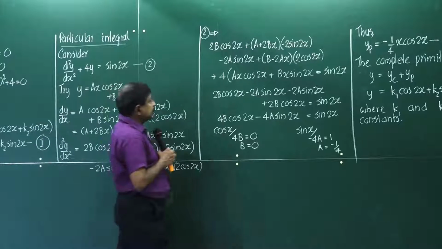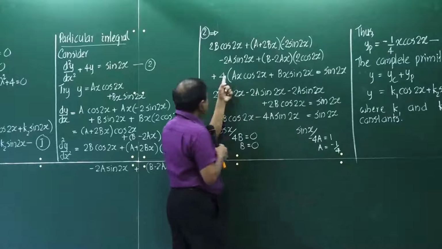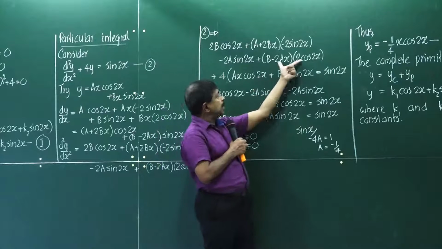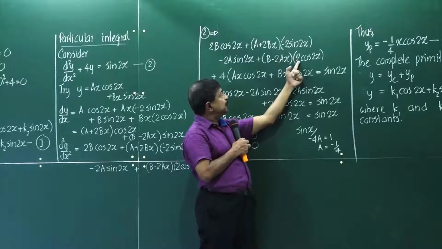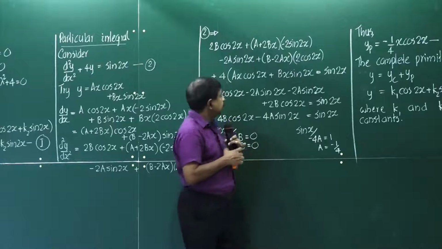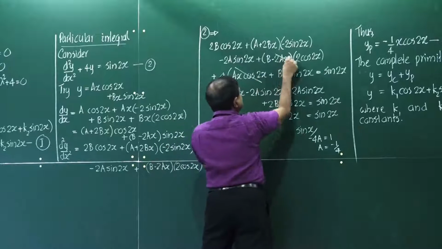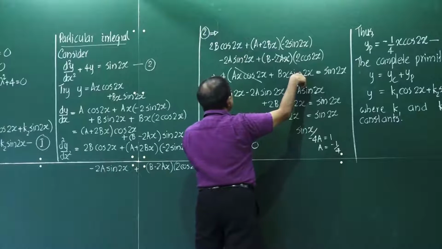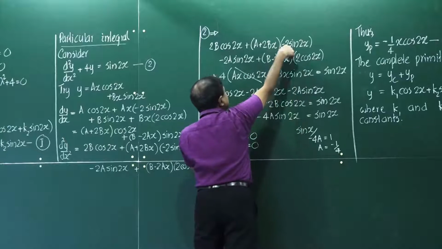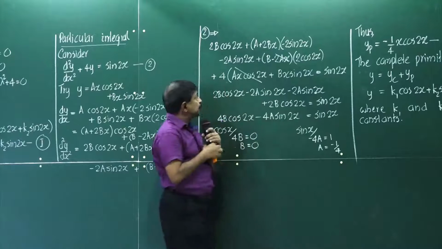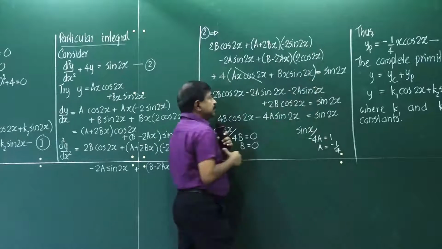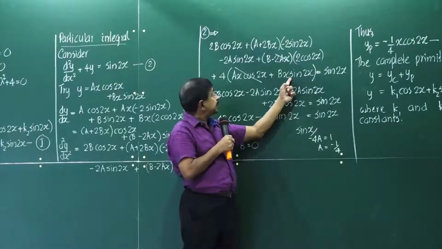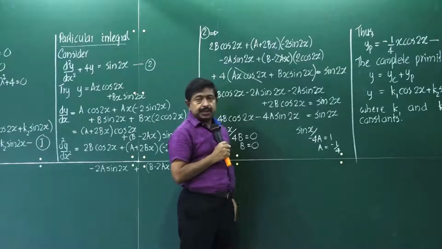But look what happens here. You have 4ax cos 2x. What do you have here? Minus 4ax cos 2x. So this term will go away with this one. And at the same time, this is bx sine 2x. This is minus 4bx sine 2x. Of course, here I have missed the bracket. Here it is, of course, 4bx sine 2x. Here minus 4bx sine 2x.